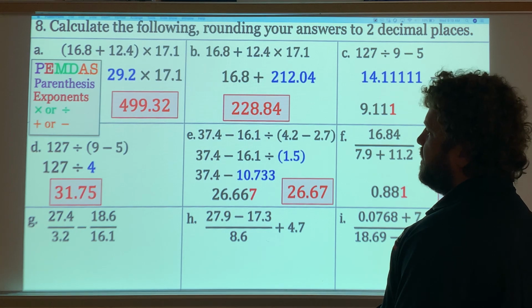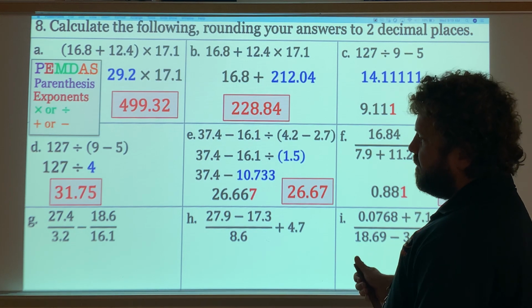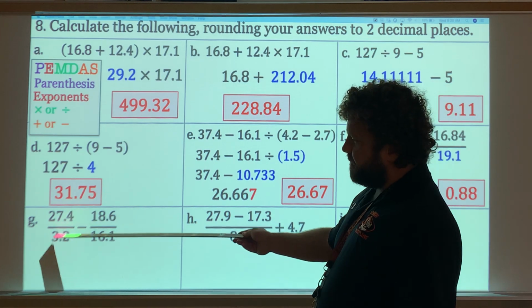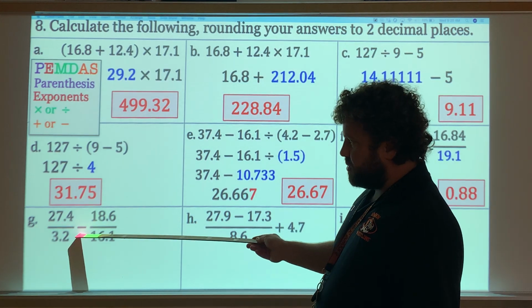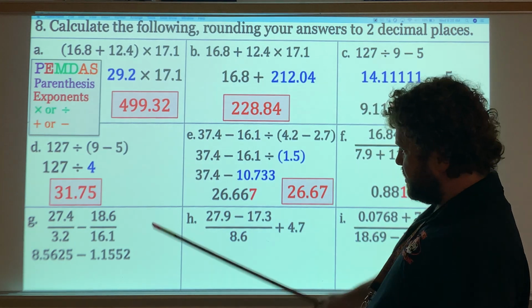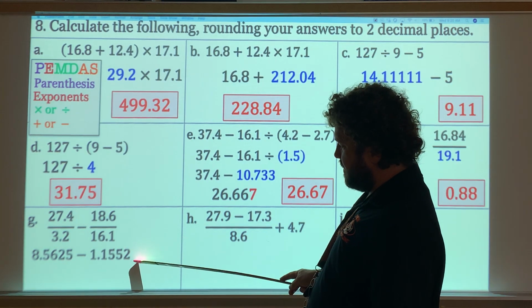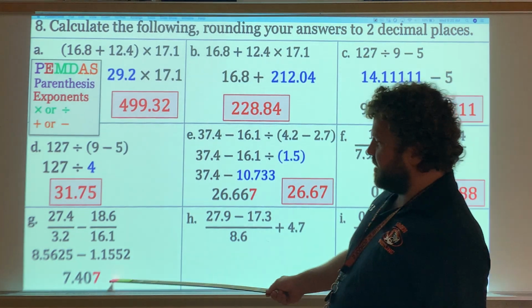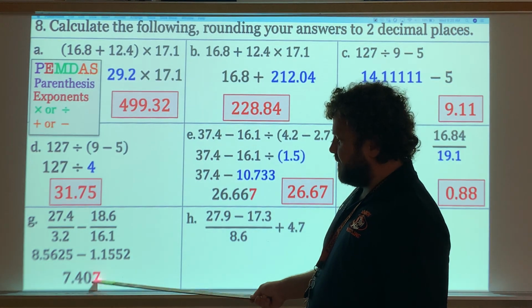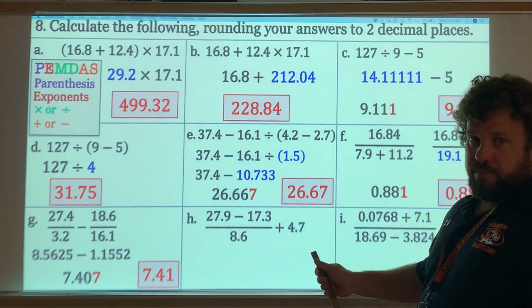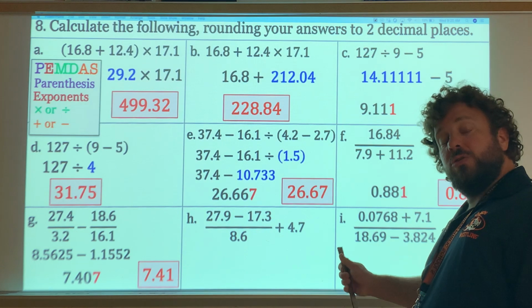All right, 27.4 divided by 3.2, 18.6. So you have to do divisions before you do the subtraction. So you divide this, you get about 8.5625. This you get about 1.1552. Subtract the 2. I'm just going to cut off the 3 on the end. 7.407, greater than 5, so we round this up. 7.41. Remember, we're only going to 2 decimal places.